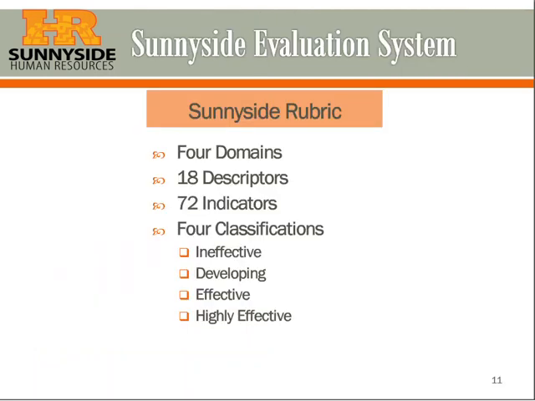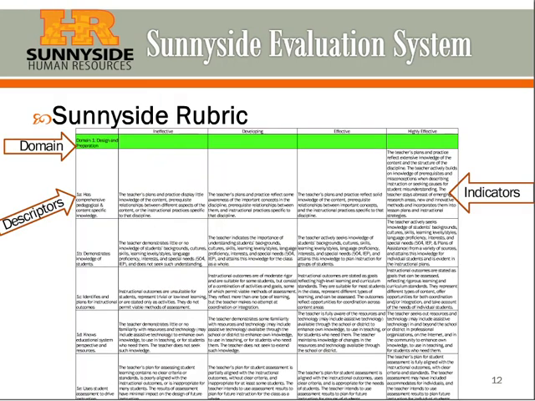The Sunnyside rubric consists of the following: 4 domains, 18 descriptors, and 72 indicators. The 4 classifications are ineffective, developing, effective, and highly effective. The rubric is color-coded. Domain 1 is design and preparation and highlighted in green. Domain 2 is classroom culture and structure and is blue. Domain 3, instruction, is orange, and Domain 4, professional responsibilities and contributions, is yellow.